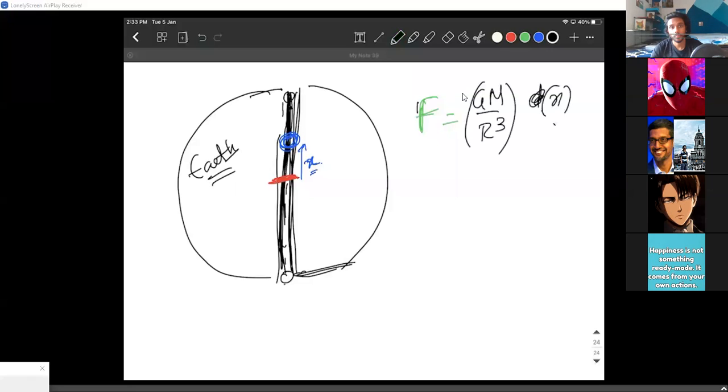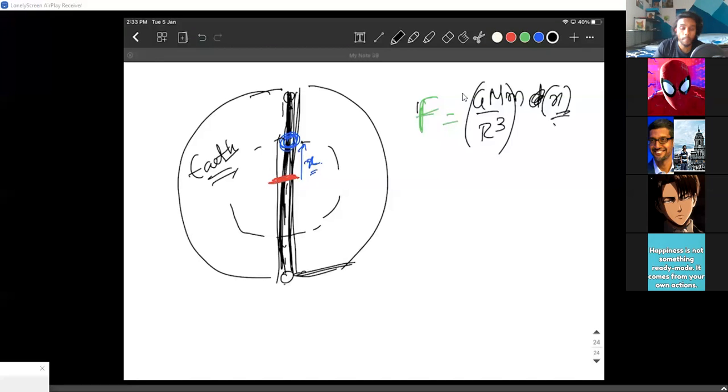Better, you are talking about a solid sphere. Inside a solid sphere, the gravitational field and the gravitational force must be written like this: GMm by R cube into x. I hope you really remember this part. If you don't, please go back to the topic of gravitation and just revise that part.